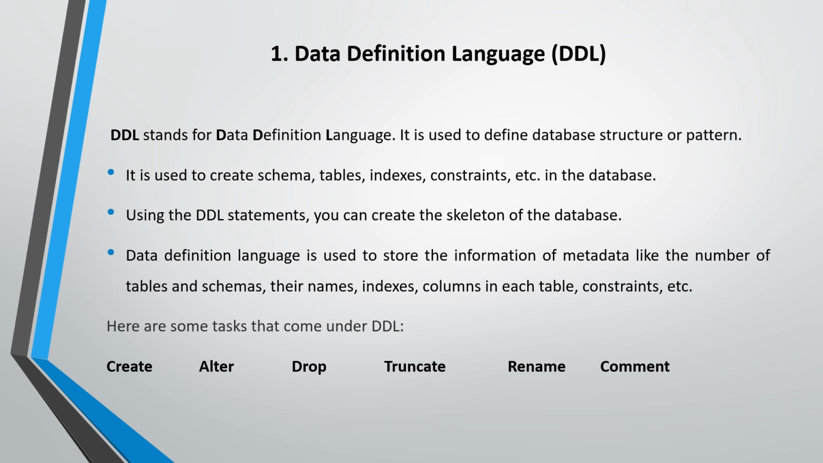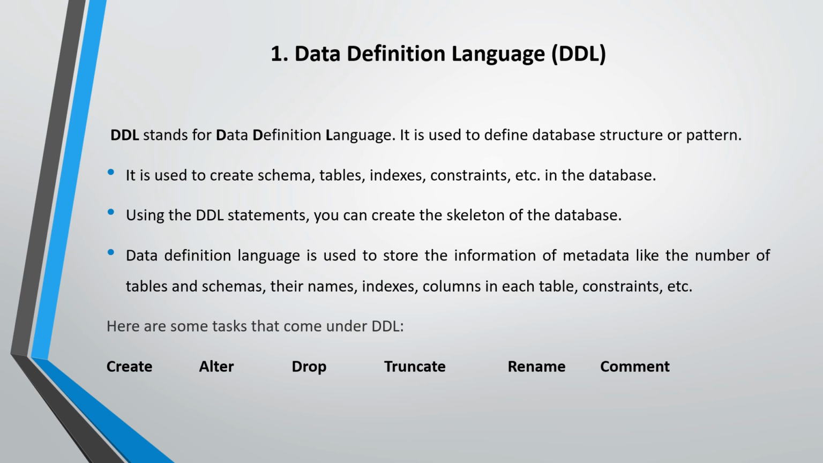What is metadata? Data about the data is called metadata. For example, the number of tables and schemas, their names, their indexes, each column and their constraints. These are all data about the data, the table, or the schema. Here are some tasks that come under DDL. The DDL commands are create, alter, drop, truncate, rename, and comment.